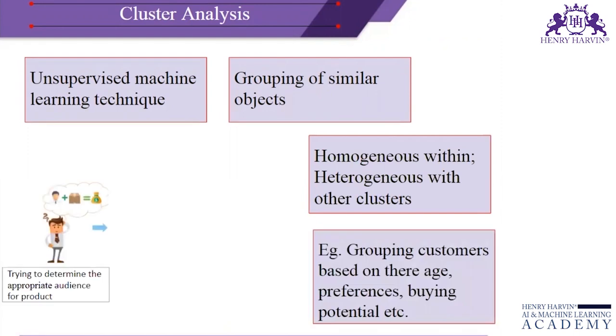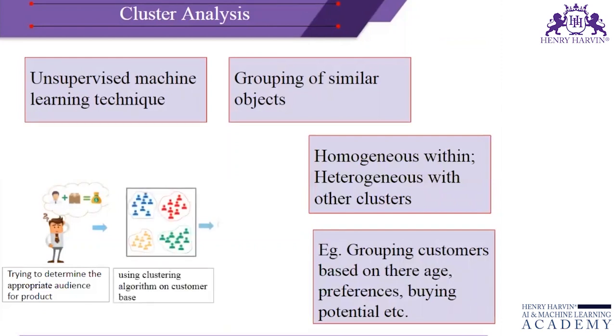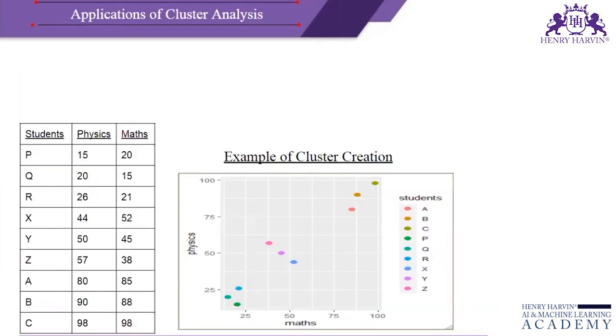For example, if a company wants to group customers based upon different preferences, buying patterns, or buying potential of customers, they are trying to determine the appropriate audience for the product. So using a clustering algorithm on the customer base, they will sell products to the right customer base. This is how cluster analysis helps to group objects based upon their similarities. For example, a simple example has been taken to create clusters.